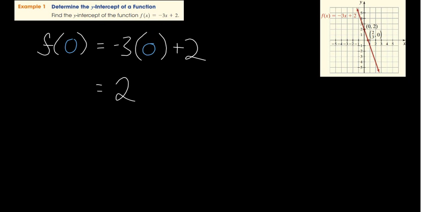This 2 right here is my y-intercept. My coordinate point would be 0 for the x, since I plugged in a 0 for x, and then I got a 2 out. So my y-intercept is at 2, or at the coordinate point (0, 2). We can see that up here: where I cross the y-axis is indeed at (0, 2). All I did was plug in 0 for x. That's all we have to do every time.